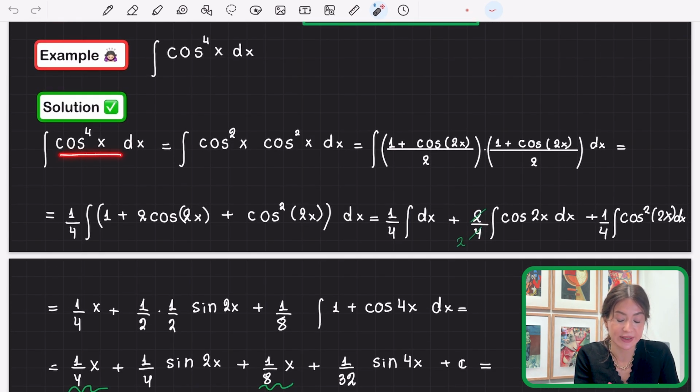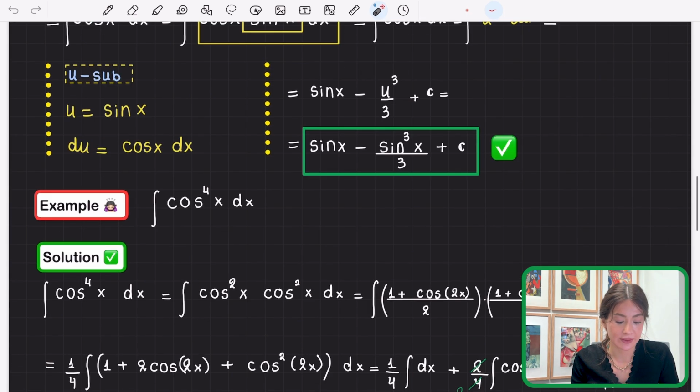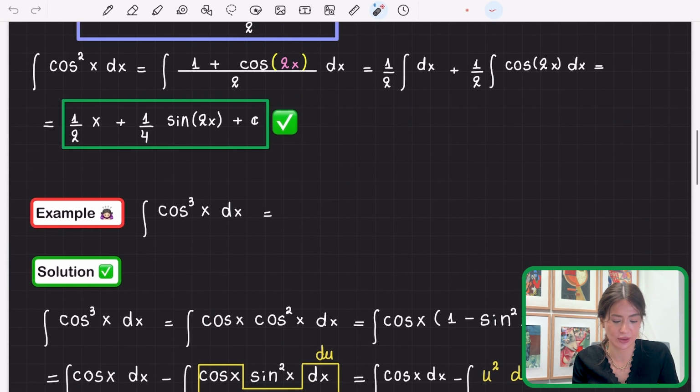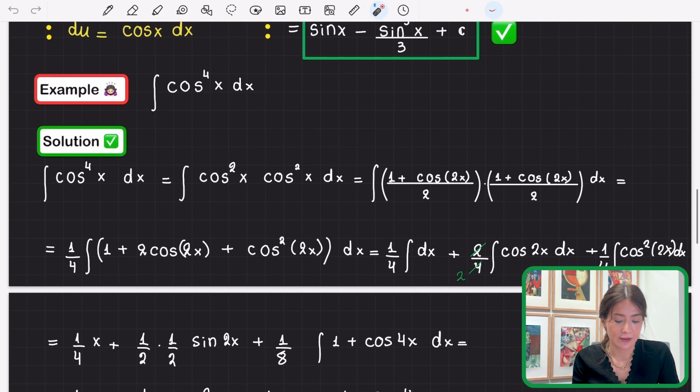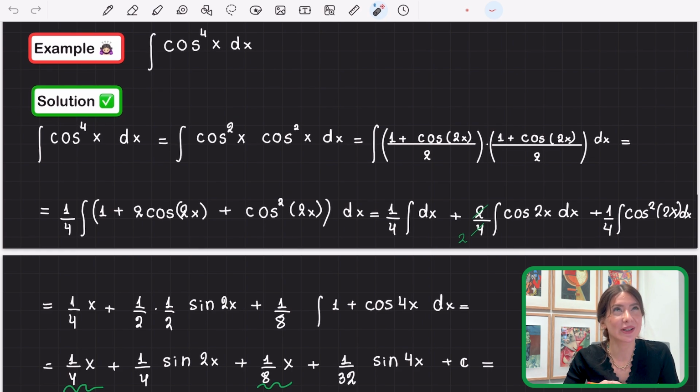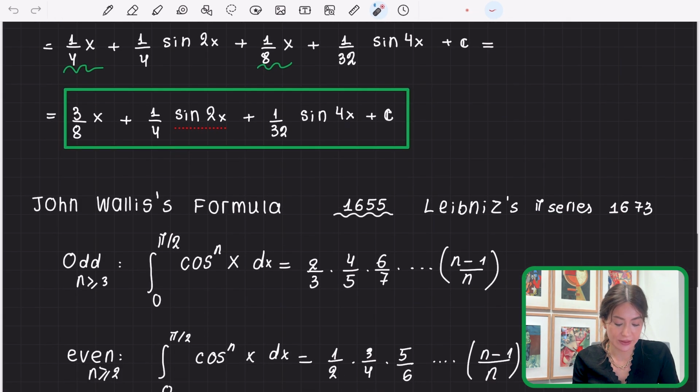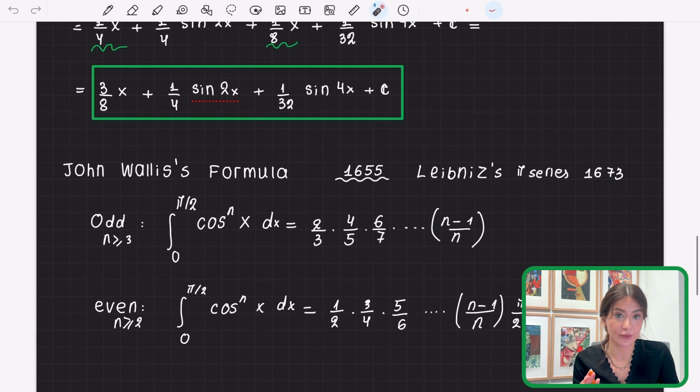Whenever you have cosine raised to some higher power than 3, because 3 you can do it without too much issues, and also the square you can solve without too much labor. But when it's already raised to the 4th, 5th power, and it doesn't have its buddy sine with it, you use this extremely convenient and beautiful formula, John Wallis's formula for cosines. And an interesting thing is that John Wallis's formula works for sines as well, and you can actually prove that.